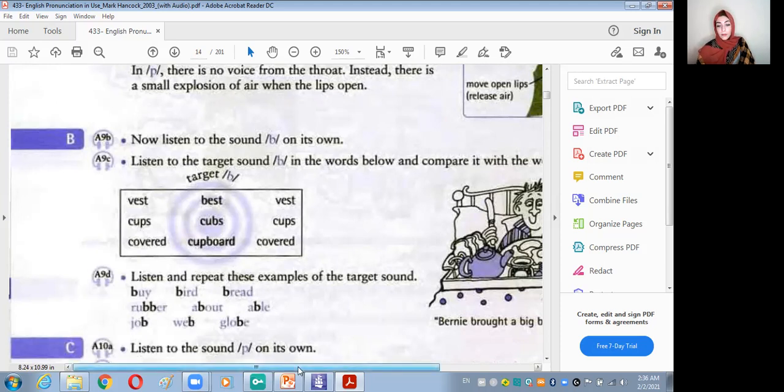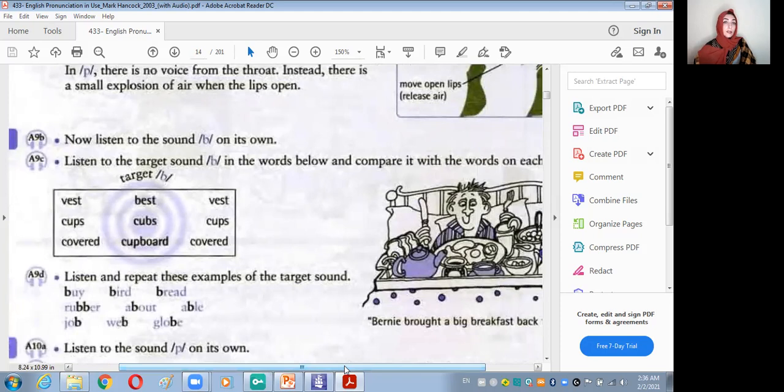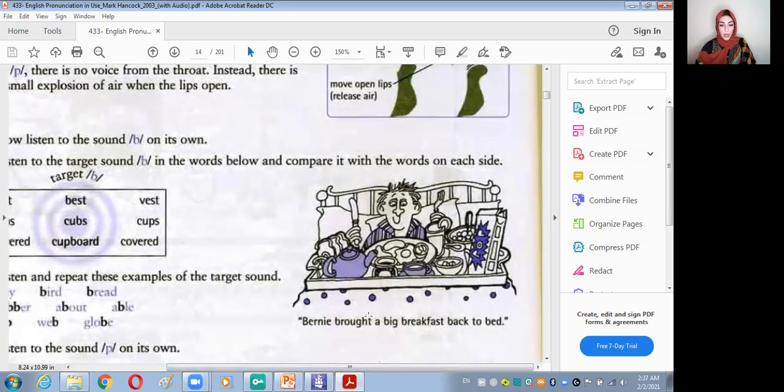Now, after we have finished some words that contain the target sound, let's put this sound in a phrase or a full sentence, like a tongue twister, to do further practice on this sound. Here we have: Bernie brought a big breakfast back to bed. Bernie brought a big breakfast back to bed. Okay, this is the sentence.